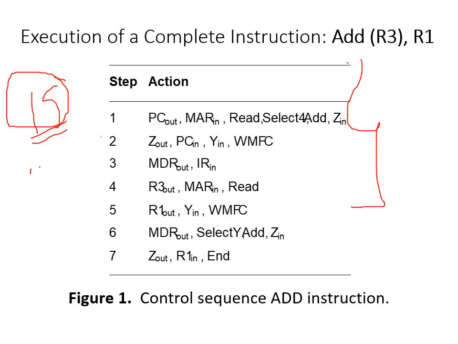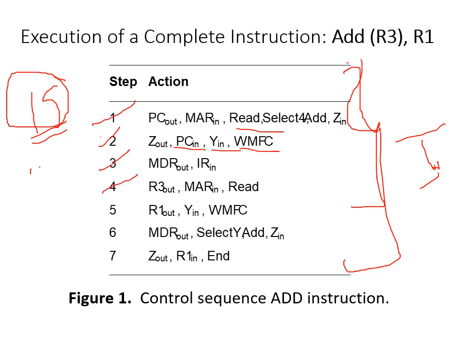Now this control sequence is nothing but information. It is the information by which the processor comes to know the basic steps like read, WMFC, PC in, Y in, all these basic steps. The processor comes to know when it has to execute a particular basic step for a particular instruction, under which step of the control sequence. Now what exactly do the steps of the control sequence represent? There is one significance here.